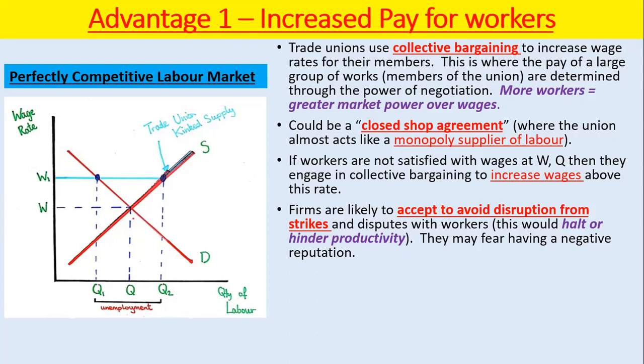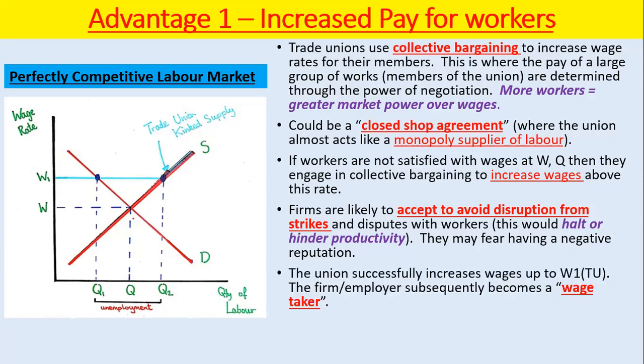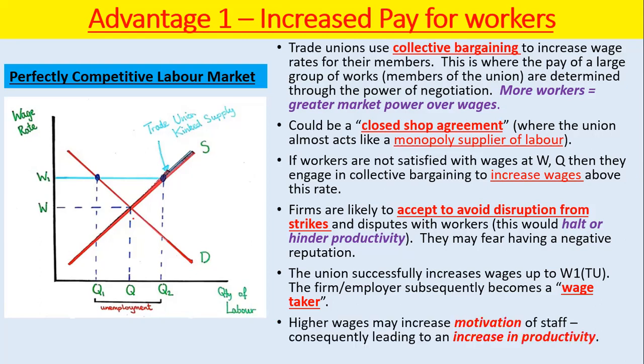And firms may have to look at whether it is now the right time to increase pay. Should pay increase in line with inflation, for example? The union successfully increases wages up to W1 TU. The firm or the employer subsequently becomes a wage taker. So basically the employer or the firm takes the wage rate that is now determined by the negotiation of the trade union. So the trade union can have significant power over the employer.